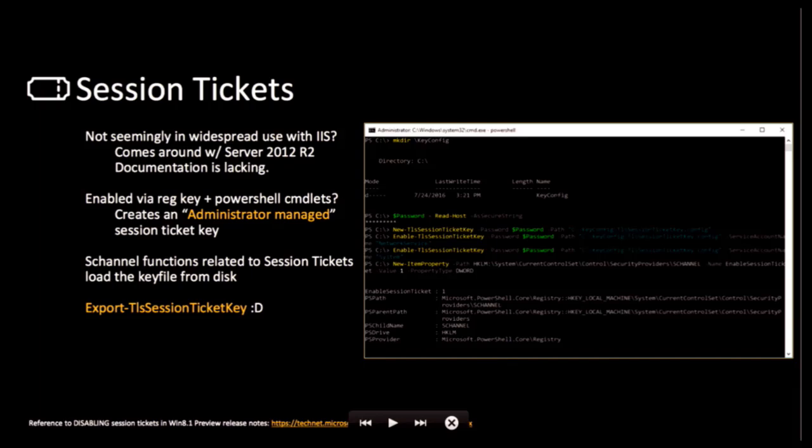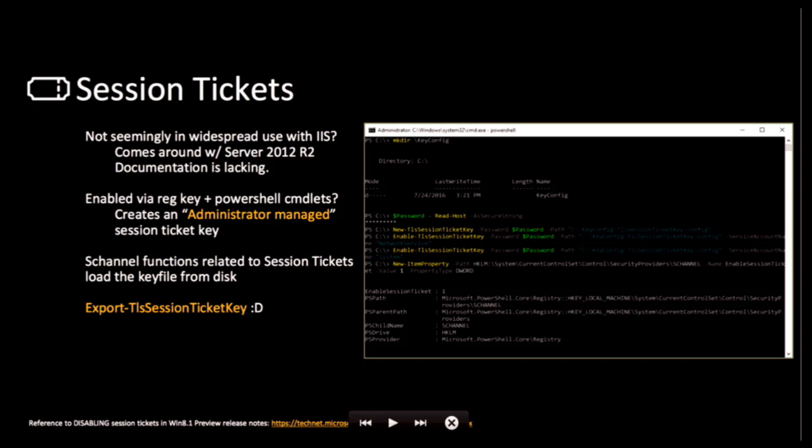They did push out these PowerShell functions that you can use. In that example, I ran those PowerShell commands that they give you as examples to create an administrator-managed session ticket key, and then enable it for the account. But that doesn't actually enable it for the system, and they don't tell you how to do that.